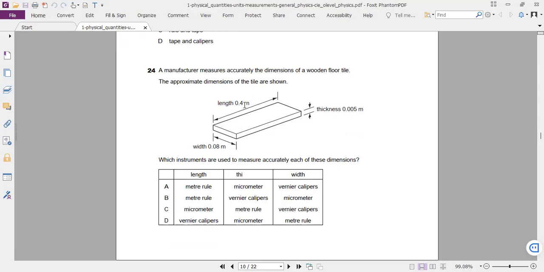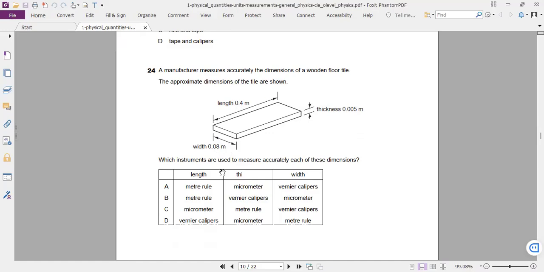So it's a very clever question. Think about conversion into meters, into centimeters and millimeters. For example, this 0.005, if you want to convert it into millimeters, you want to multiply it with 1000. You want to convert this 0.08 meter into centimeter, you want to multiply it with 100. So this will become like 5 millimeters. This will become like 8 centimeters.